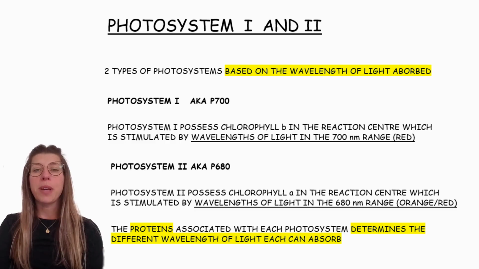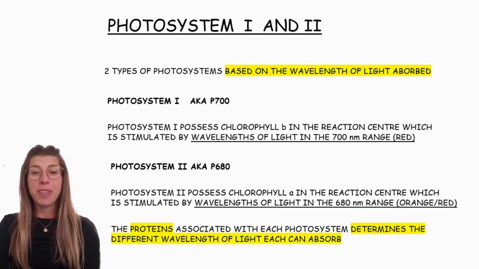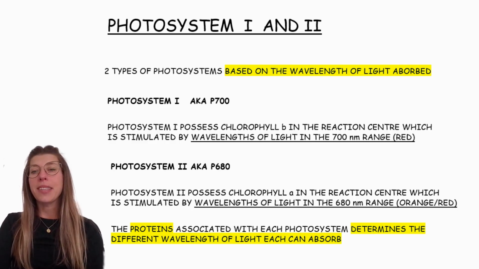That's the far right part of that visible light spectrum. And then photosystem 2 is known as P680. Again, the 680 tells us that it absorbs wavelengths in that area, which is more of like the orangey red. And the proteins associated with each photosystem determine the different wavelengths of the light that each can absorb.